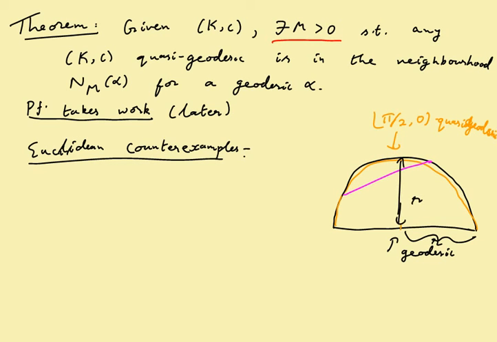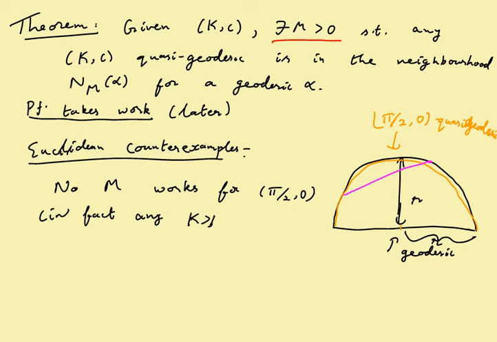So no M works for (pi/2, 0). In fact, any k greater than 1 and c equals 0 or c positive. So in basically no case in the Euclidean space do you have this result. You can just take chords instead of taking arcs to see counterexamples.